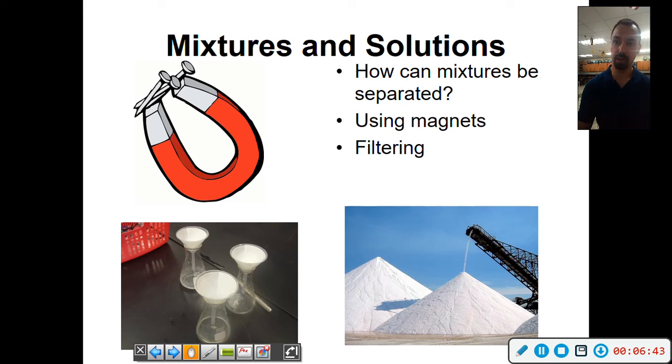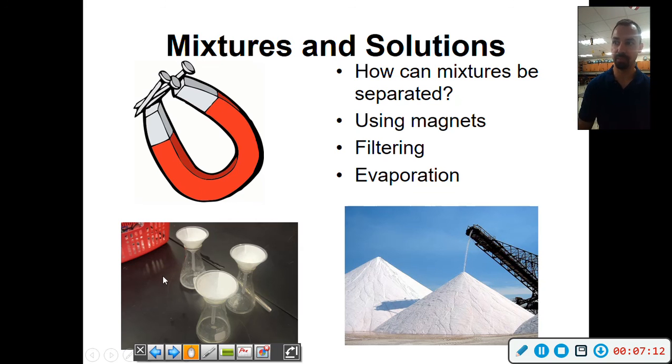Filtering. So sometimes we only want certain things to go through. Good example, when you make coffee. All right, there's a coffee filter to keep the coffee grinds from going into the coffee. So you want the hot water to go through those grinds and then dissolve some of them, and then the others to stay behind. So sometimes we want to hold things from going through. So filtering is a good way to do that.